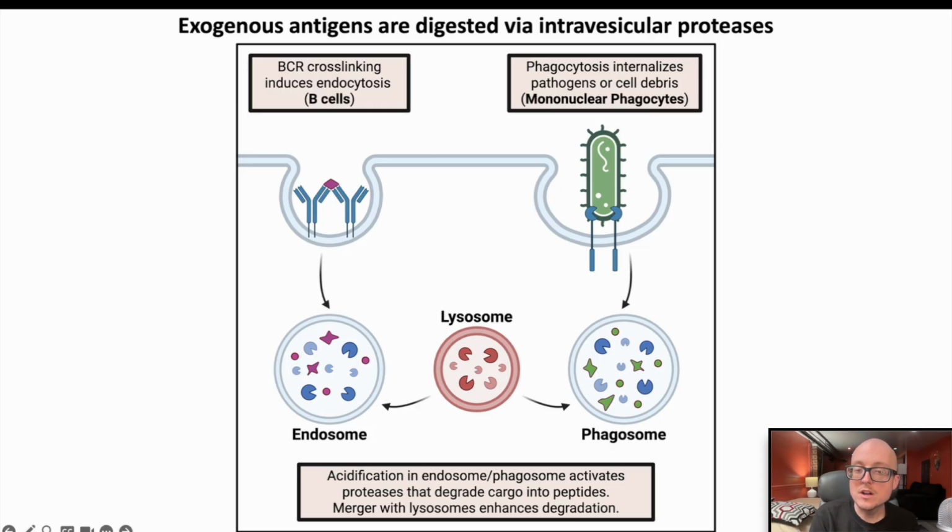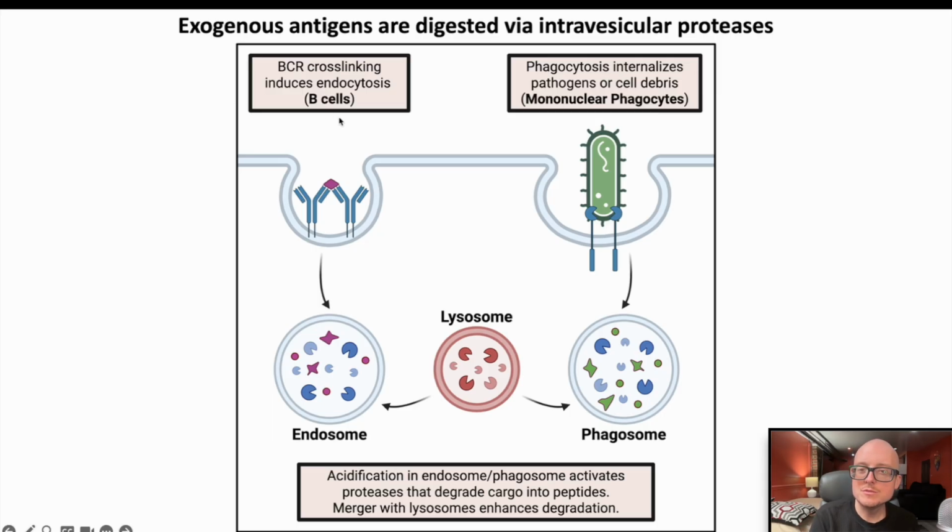Similarly, the phagosome can also fuse with a lysosome to form a structure called a phagolysosome, which will be even more inhospitable to those pathogens and to their proteins and will lead to further degradation. So you can see here that there are multiple ways to accomplish the same thing, and they do tend to be somewhat cell type dependent.